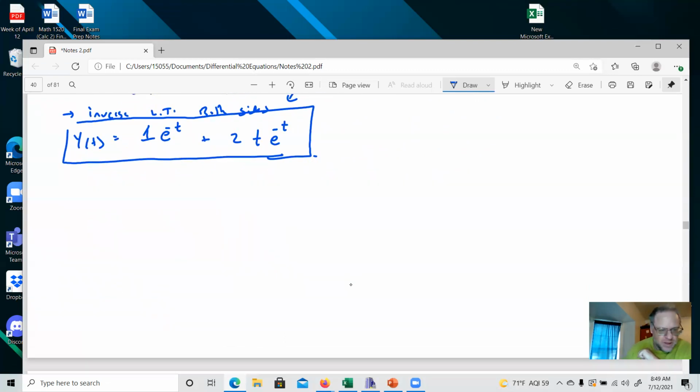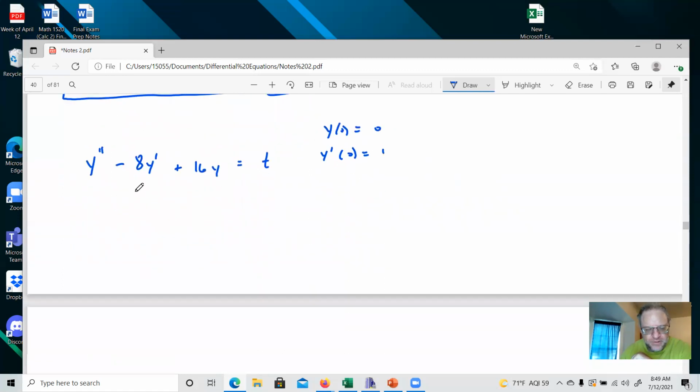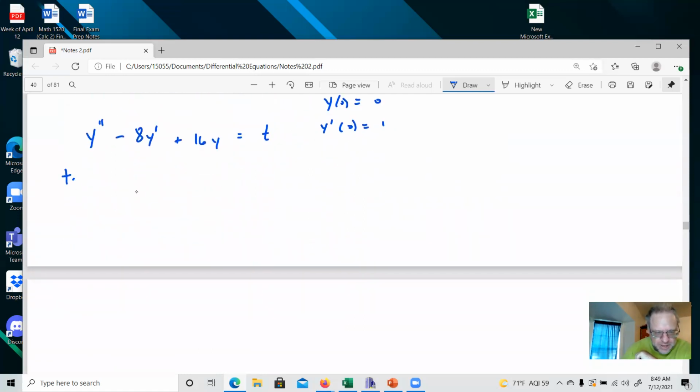All right, number 5, we have y double prime minus 8y prime plus 16y is equal to t. We are told that y of 0 is equal to 0, y prime of 0 is equal to 1. Okay, so let's go ahead and look at that. So first step, take Laplace transforms, both sides.